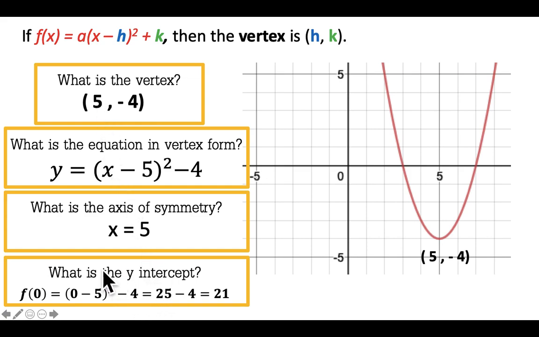And for the y-intercept, we will drop 0 in for the x value and solve this equation, and find that the y-intercept is 21. This curve will cross the y-axis at the point (0, 21), way up here off the screen.